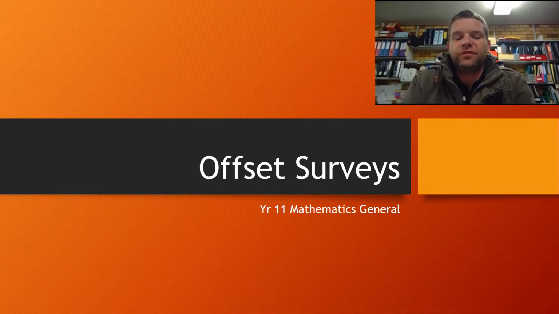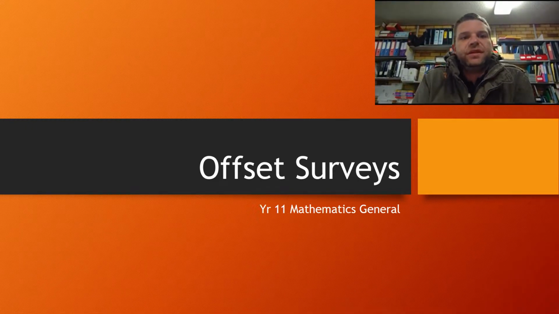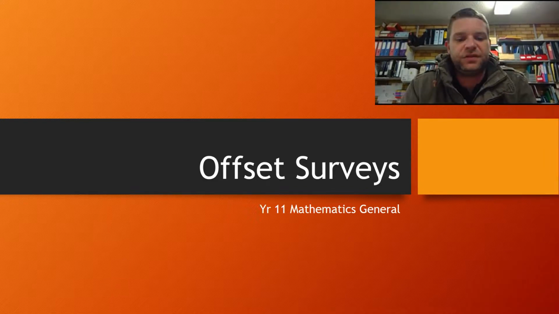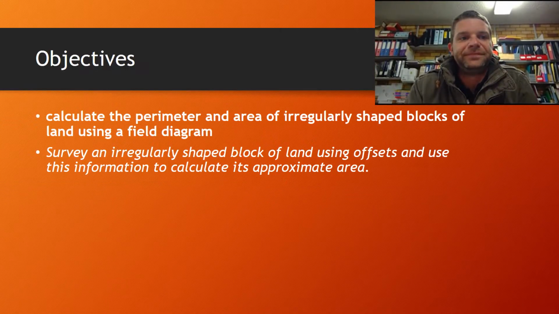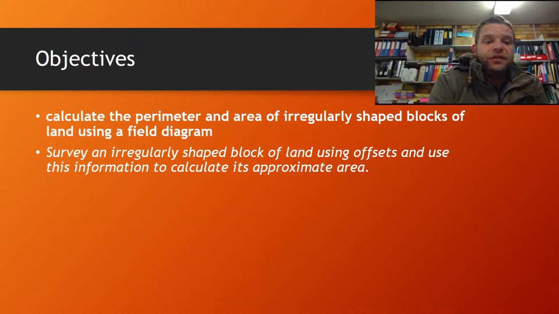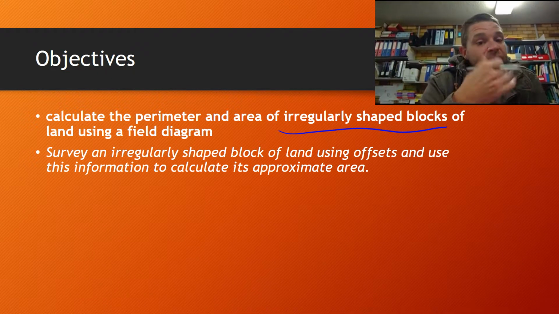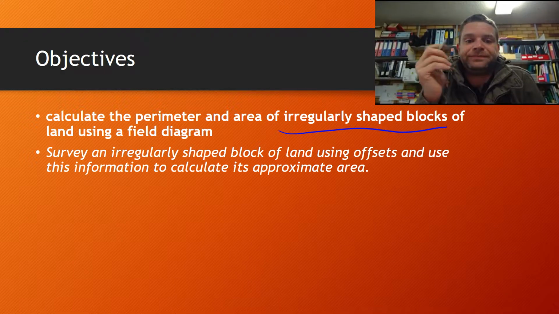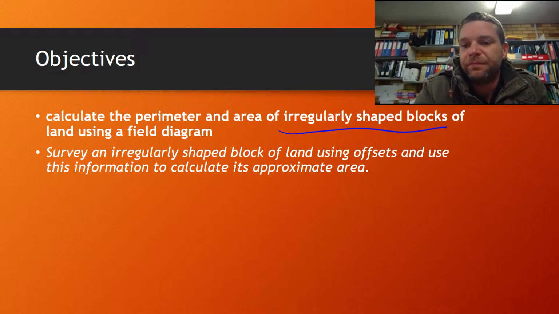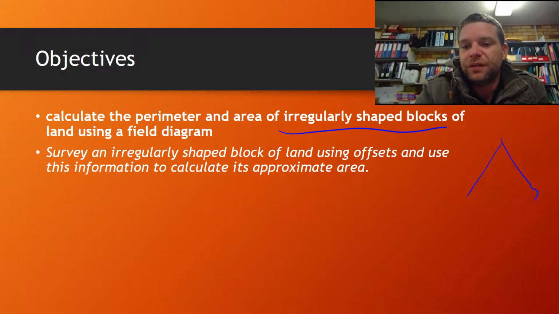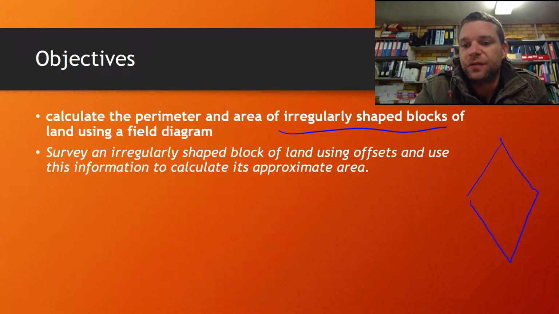Righto, morning year 11. So what we're going to do today is have a look at offset surveys. We're going to use them to find irregularly shaped blocks, mainly the perimeter and the area. And we're going to do that by making them into little triangles.